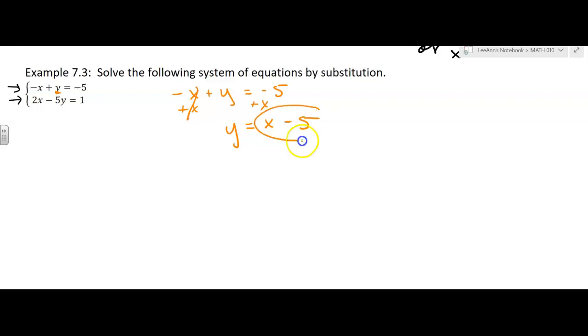So I'm going to substitute x minus 5 into, and you have to make sure you go to the other equation. Don't substitute back into the same equation. That'll be not right, okay? All right, so now what I do is I copy down that bottom equation, 2x minus 5, but then I don't put y, I put what y equals. Okay, that's the substitution right there.